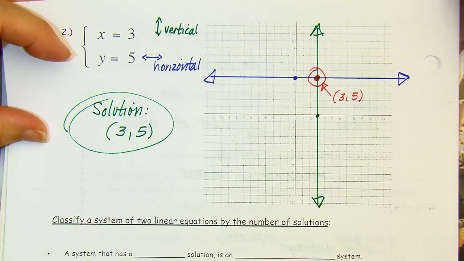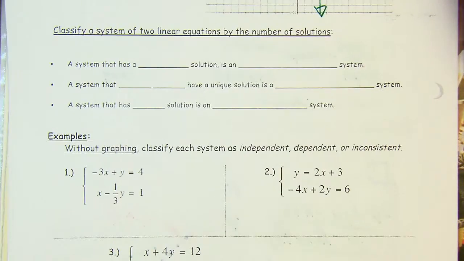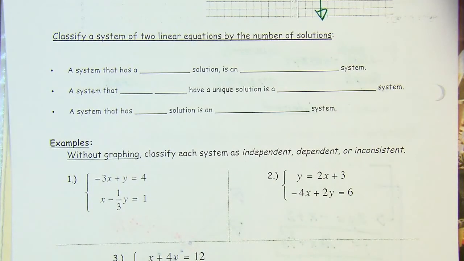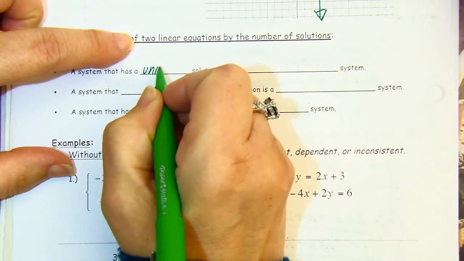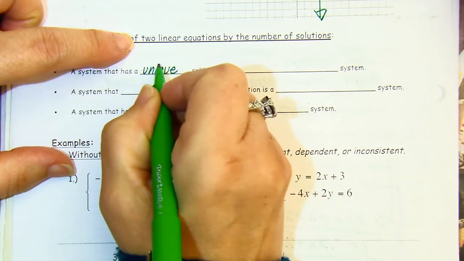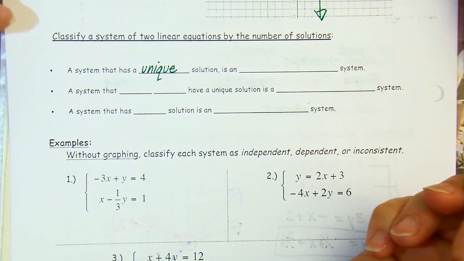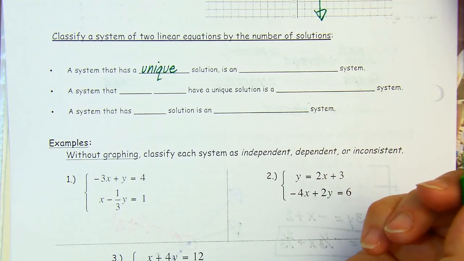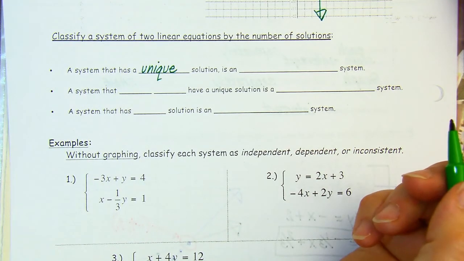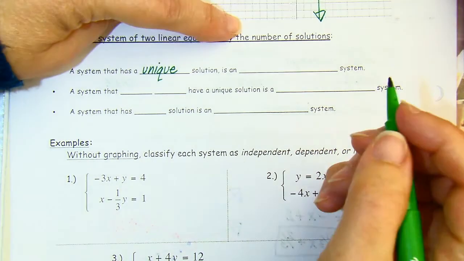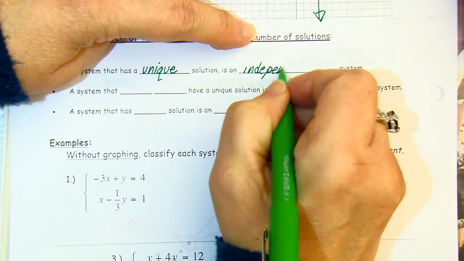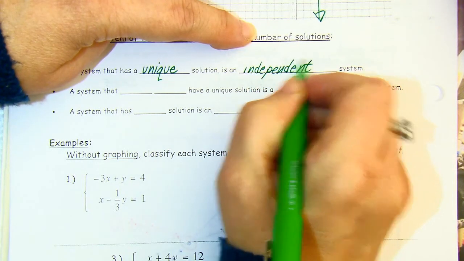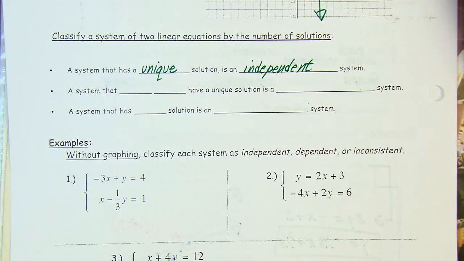All right, now the classification. Sometimes students get this messed up, so be careful that you know what you're doing. A system that has a unique solution, unique is something that's like no other, is called an independent system. Okay, so it doesn't depend on anything else. It's unique. It's its own thing.